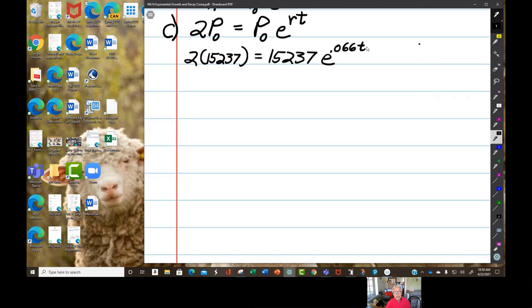How many years will it take to get this much money? Notice I didn't multiply them together. That's because of what I'm going to do next. I'm going to divide both sides by the P naught number, 15,237.